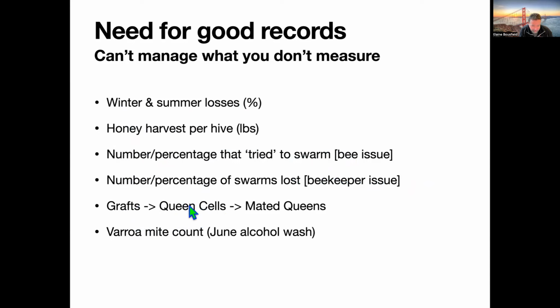And then I put a queen cell in a mating nuke. They don't all get mated. So there's a loss at each step here. And I could typically start with 30 grafts, maybe end up with 15 mated queens. And I obviously do, as I said before, the alcohol wash in June, and I'm recording and looking for the queens that have colonies that keep lower numbers of mites, and that's part of my selection process for raising the next generations. I like the ones that have lower mites.